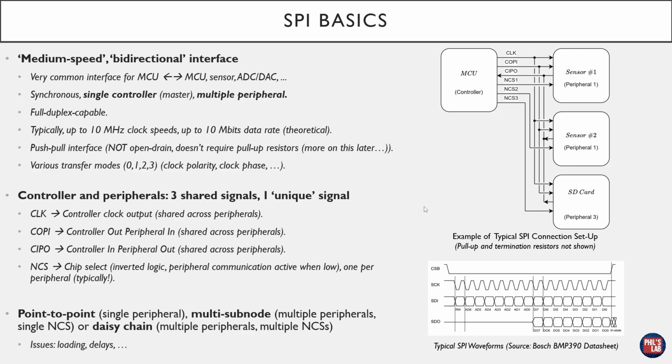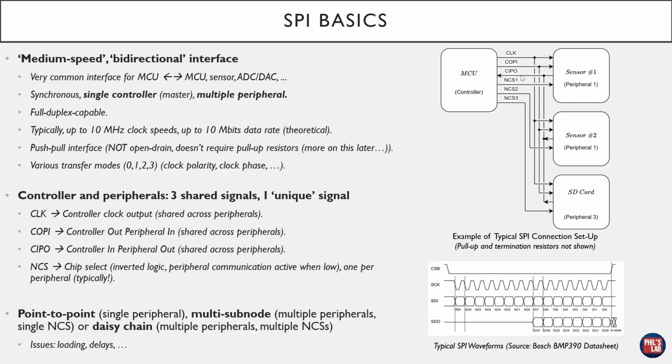So therefore we have a couple of topologies when it comes to SPI. It could either be point-to-point, so we have a single controller and a single peripheral, so we only need a single chip select line. We could have a multi-subnode topology, where we have a single controller but multiple peripherals, but only a single chip select line. So we drive the chip select line low and we activate, so to speak, all peripherals. So all peripherals receive the same data from the controller. Lastly, and what's shown on the top right-hand side, is the daisy chain configuration, where we have a single controller and multiple peripherals, but also multiple chip select lines. So therefore we can activate each individual peripheral on its own, receive and transmit data to and from these sensors one at a time, so to speak, and they all share a common SPI bus.